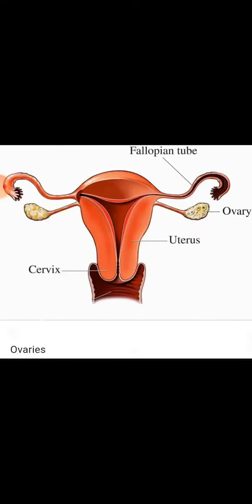Now let us study about female reproductive glands, that is the ovaries. Ovaries are a pair of organs present in each side in the lower abdominal region of females. They secrete female sex hormones such as estrogen and progesterone. These hormones control reproductive growth and development.